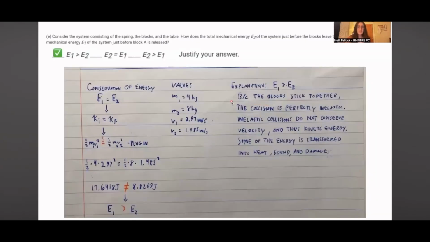This is the explanation of the final and fifth part of FRQ 3, that being E. The question is the following. Consider the system consisting of the spring, the blocks, and the table. How does the total mechanical energy E2 of the system just before the blocks leave the table compare to the total mechanical energy E1 of the system just before block A is released?